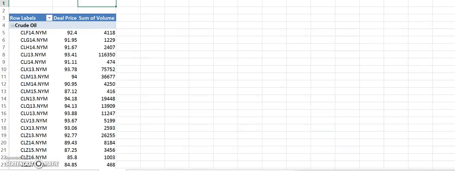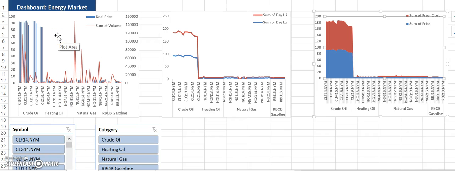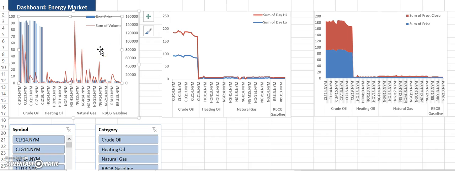See, this is my first pivot table. I try to check whether there is a pattern or a relationship between deal price and volume. So this is the pivot chart from the first pivot table. For example, if the volume is rising and the price goes down, it means there is a pattern and we can use it to predict future prices. And on the dashboard, at first glance, there is no such pattern.